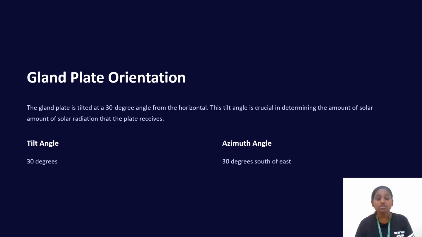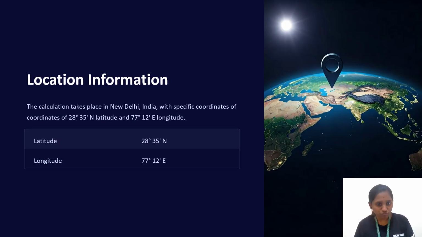The flat plate orientation. Firstly, we have to understand the flat plate orientation. The flat plate is tilted at 30 degrees from the horizontal, as given in the problem statement. This tilt angle is crucial for determining the amount of solar radiation the plate receives. The tilt angle is 30 degrees, at south of east. Location information: as given in the problem statement, the calculation takes place in New Delhi, India, with specific coordinates. The coordinates are 28 degrees 35 minutes north latitude and 77 degrees 12 minutes east longitude. These are listed here.